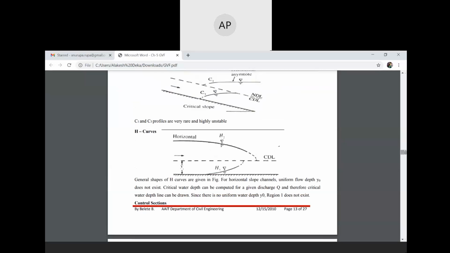Next, H profile, horizontal profile. In horizontal profile, there is no H1, only H2 and H3 profile exist. Okay. So general shapes of H curves are given in figure for horizontal slope channels. Uniform flow depth, y naught, does not exist. Here, uniform flow depth, y naught, does not exist.